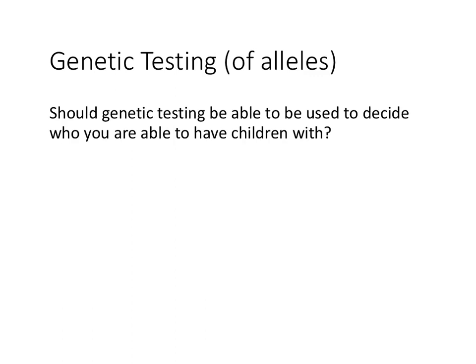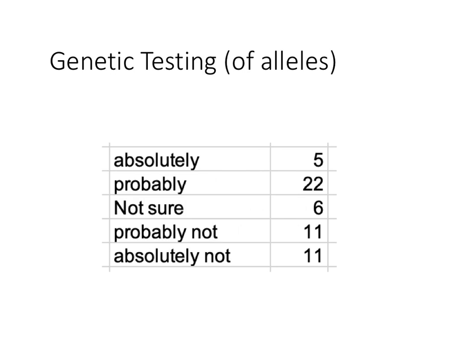Last time we talked, hopefully this will be a little bit more engaging than me telling you about vocabulary, I asked you a question. Should we be able to genetically test people for their alleles, that is, which versions of genes they carry, to enable you or somebody to decide who you could have children with? And most of you probably said, well, let's see what the results were. 5 said absolutely yes. Sounds reasonable. Probably 22, not sure. In the middle, only 6. So it was pretty polarized. It was basically half the class said, yeah, probably, and half the class said, probably not.